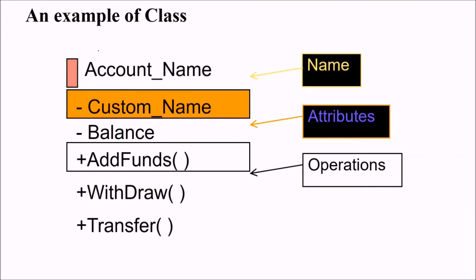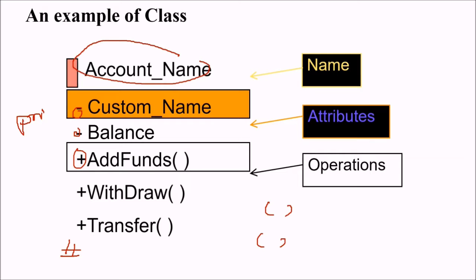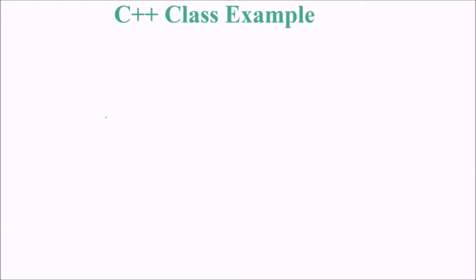Let us see a class diagram. So we have a name here. The class name is account name. Then we have this minus, plus. Minus means it is private. Plus means it is public. If you had hash here, it means protected. These are the operations, as you can see by the round brackets. And customer name is the attribute. This is the example of a class.